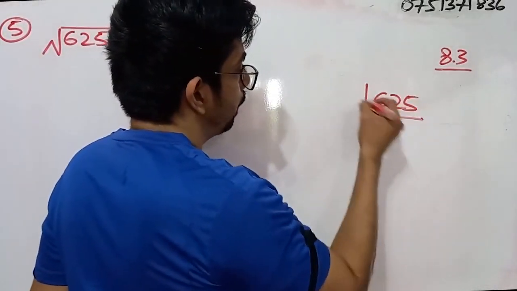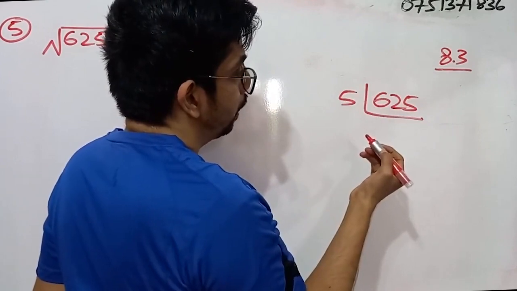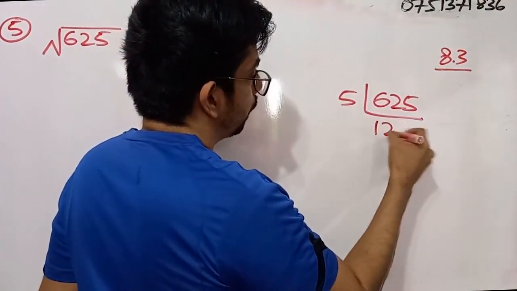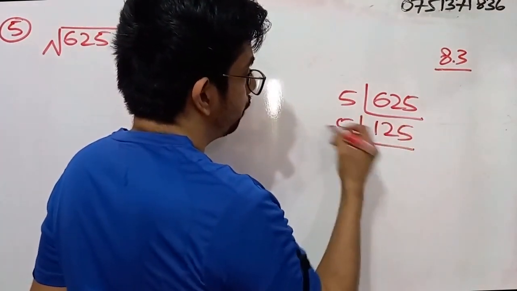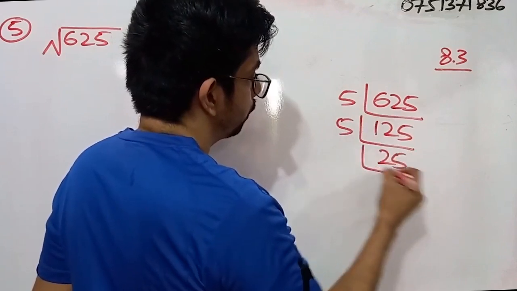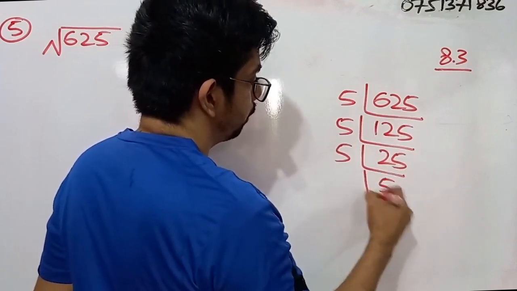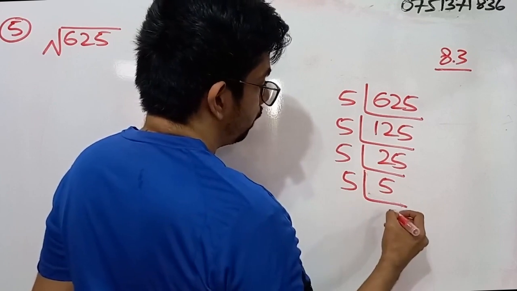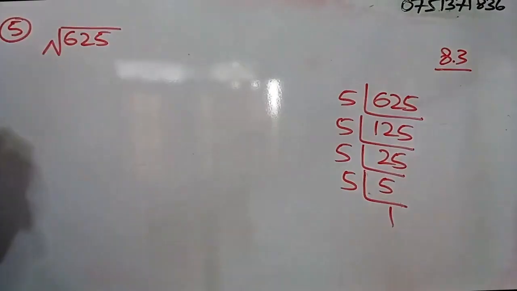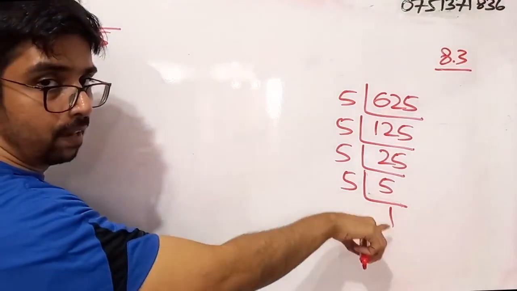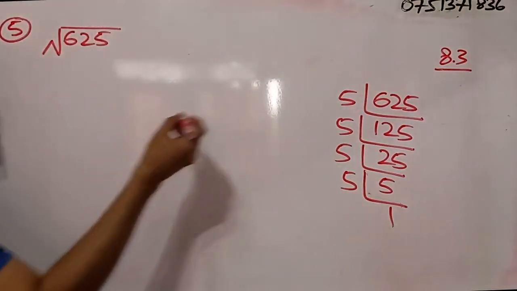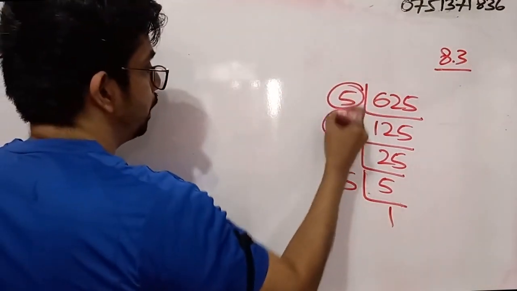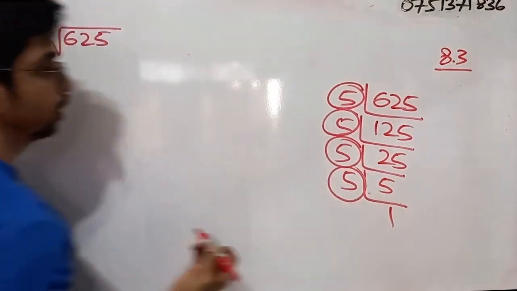625. So I will divide this by 5. Right? So I will get 125. 125 I will divide by 5. So I will get 25. 25 I will divide by 5. Then I will get 5. 5 I will divide by 5. Then I will get 1. We end the process when we get 1 as the quotient. Right? So these are the numbers that we need to consider.